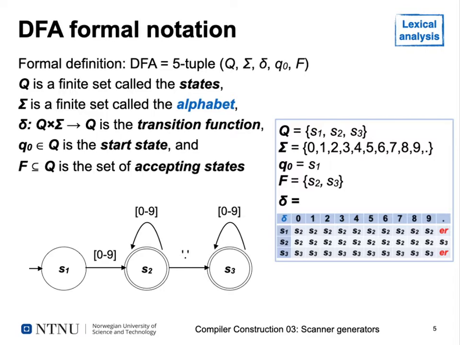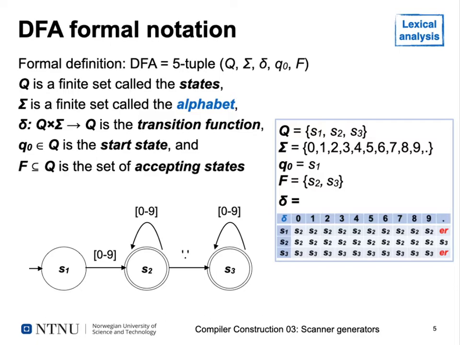Additionally, you need to indicate in which state your automaton starts. So you have a single state. This is not a set. Q0, which is part of our states, is the start state. This is S1 in our case. And finally, you have a subset of all the states, F, which is the set of final or accepting states. And here S2 and S3 are the accepting states, indicated by a double line around the circle.